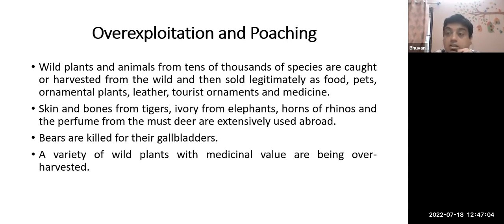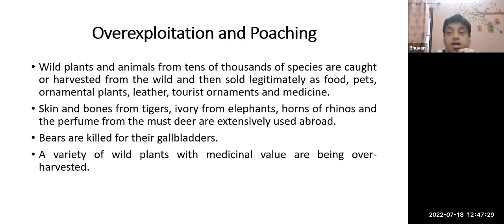For example, tigers are killed for their bones. The bones of the tiger are specially used in Chinese medicines. In China, it is believed that if you consume the powder of tiger bones, you will get the agility and strength of the tiger. This is basically an assumption, and because of this belief, a large number of tigers are killed in the wild.